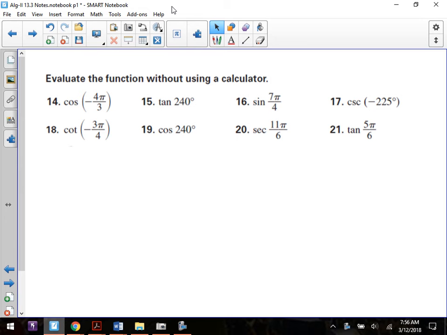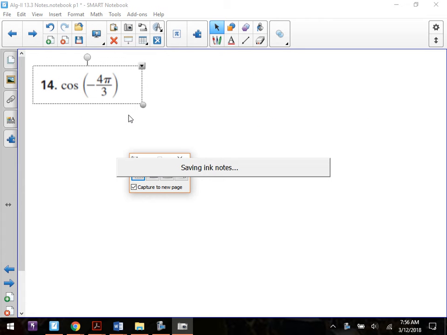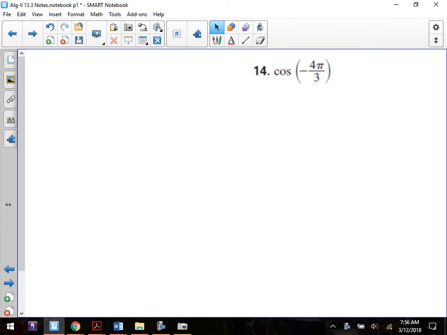If you're going through and you have to evaluate the function without using calculators, this is the main importance, like I was saying, about how you find reference angles. If you're able to figure out where your reference angles are, then it's a quick draw of which right triangle you're using to evaluate the trig.